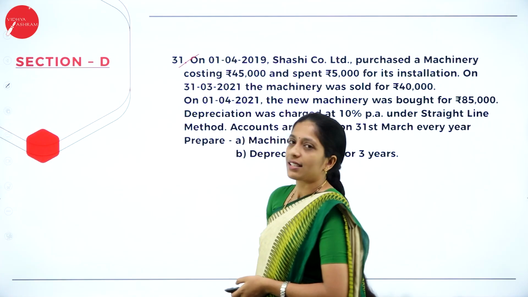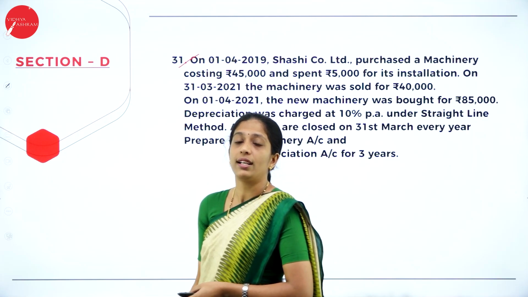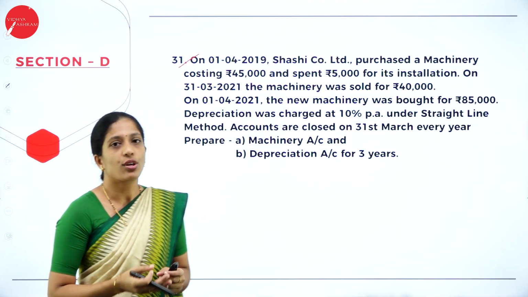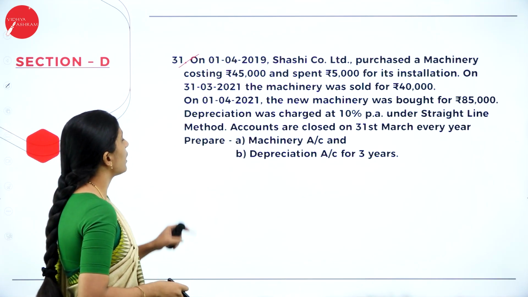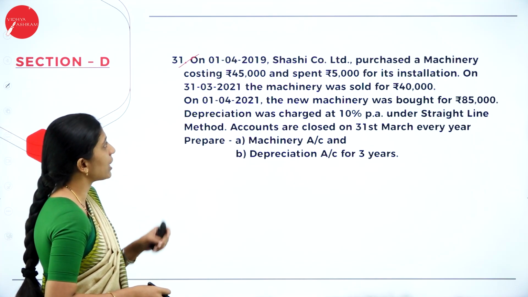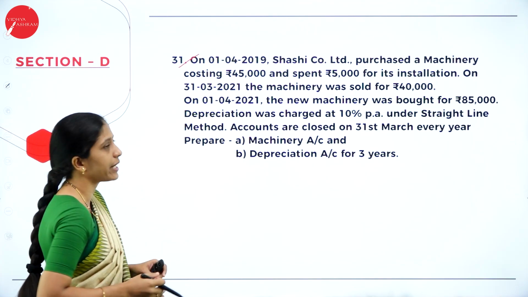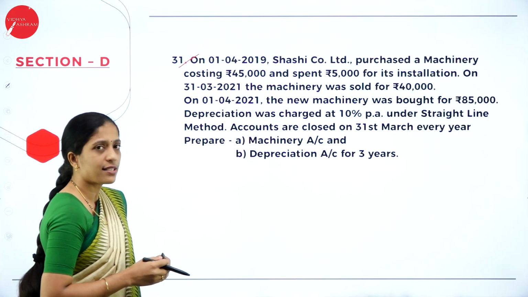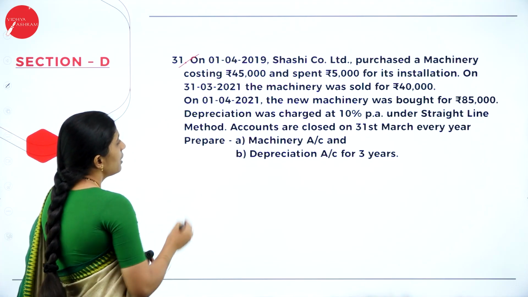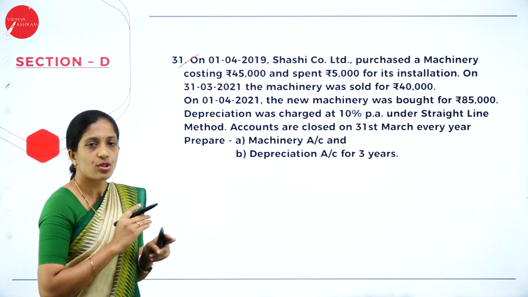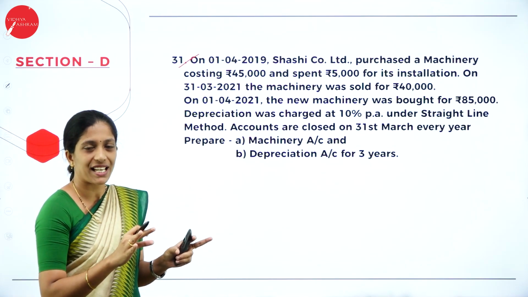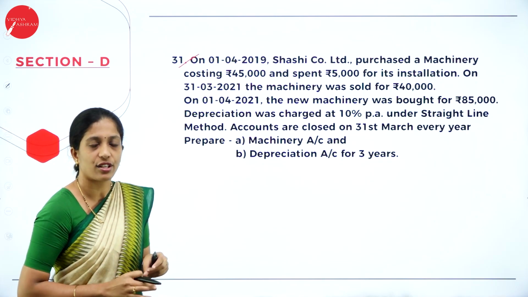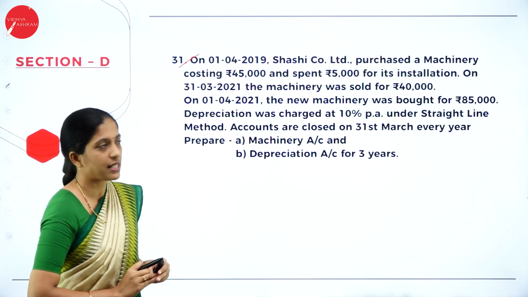Now moving on to the 31st question. This is a question on depreciation. Now see the question. On 1/4/2019, Shashi Company Limited purchased a machinery costing rupees 45,000 and spent 5,000 for its installation. Now, while reading the problem itself, we shall write roughly so that it will be easy for you to record the entries in your machinery account and depreciation account.